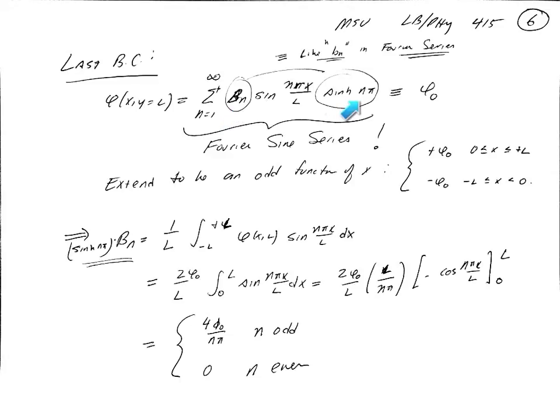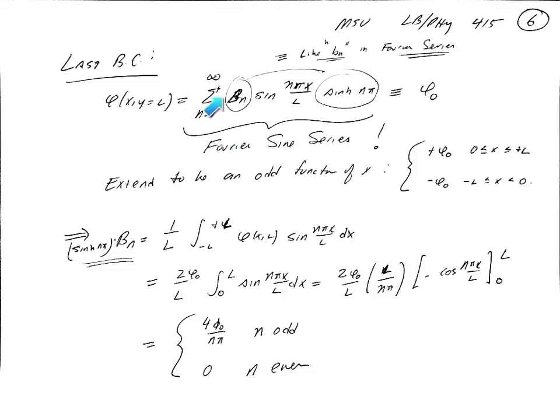Since we're trying to establish the value of phi from x equals 0 to L, and this is a Fourier sine series from 0 to L, in order to match on to what we talked about before, we extend this to be an odd function of x. We take the physical value plus phi 0 between 0 and L, and we extend it, we pretend that there's a region between minus L and 0 where the value of the potential is minus phi naught. Then we can use our usual formulas.